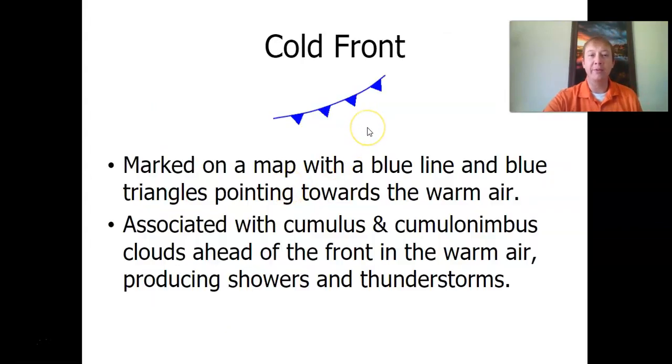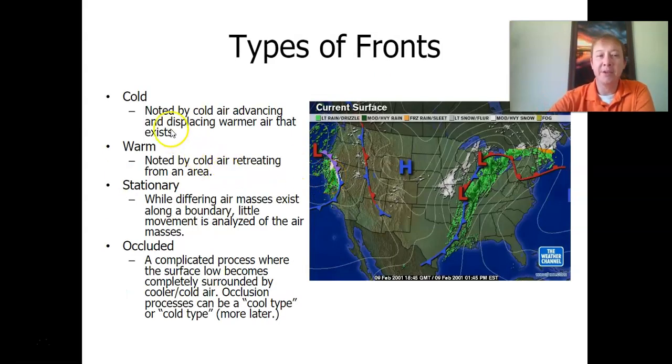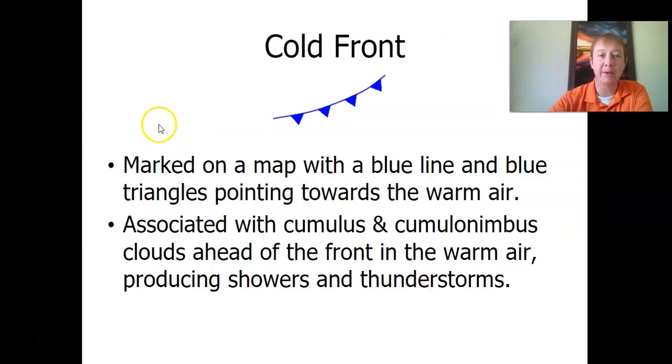Okay. So the first type of front we're going to look at is what we call a cold front. I'm just going to come back here to the definition. A cold front is noted by cold air advancing and displacing the warmer air that exists. One of the key things to remember is that the cold air is moving. When we see a cold front, our symbol is a blue line with triangles. The triangles point in the direction it's moving, towards what we call the warm air.